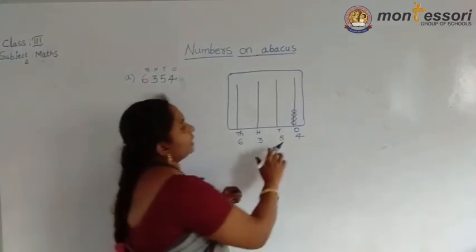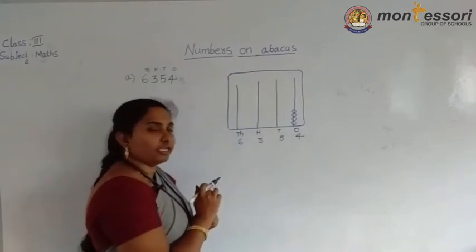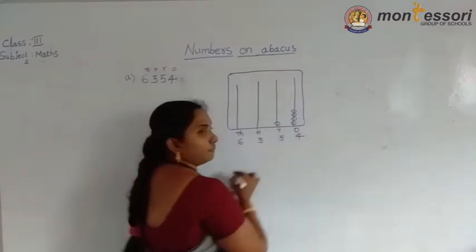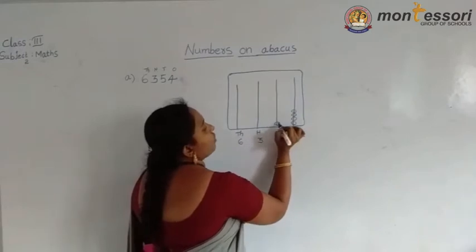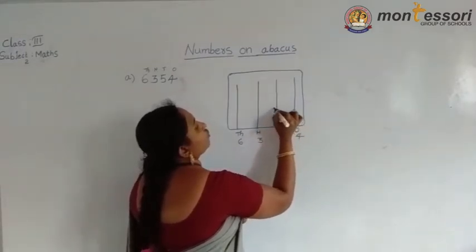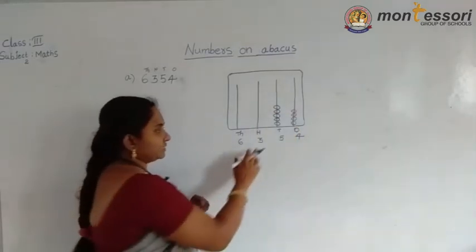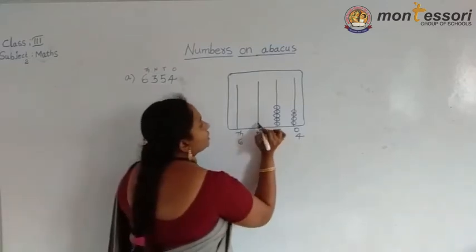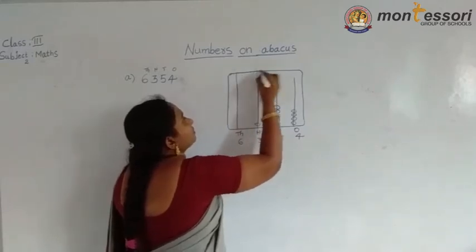Okay, now in the tens place, which number is here? 5. These are called beads. How many are there? We can draw 5. 1, 2, 3, 4, 5. Okay, now next, what is the number here? 3. So now I draw 3 circles here.